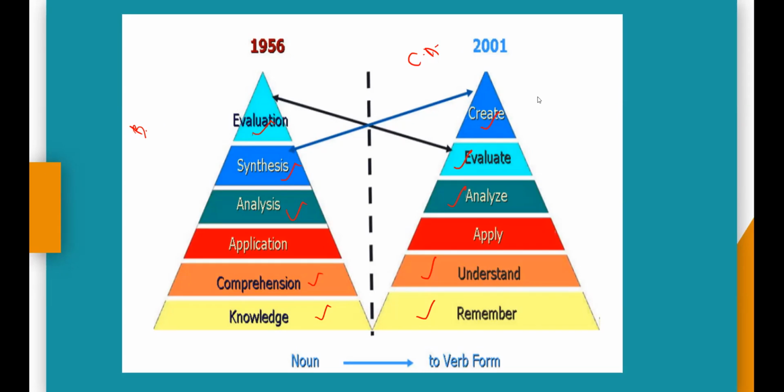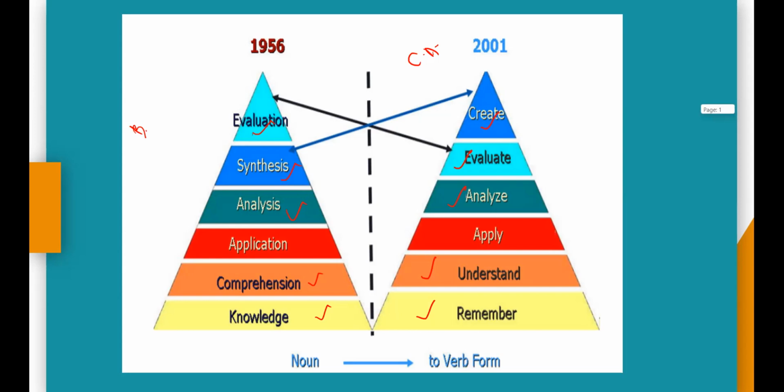The change came because of the cognitive domain, because, as Anderson and Krathwohl have been observing, they have been observing Bloom's taxonomy for a very long time. After observing the first taxonomy, they felt that there is some requirement of change in the cognitive area. Because of that reason, they brought about a change from noun to verb, from a behavioristic to a constructivist approach.